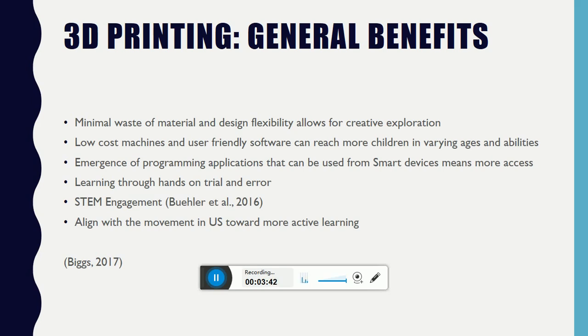Low-cost machines and user-friendly software are just making it easier to get these products into schools. Being able to program using smart devices, again, just increases access. More students with varying ages and abilities can try this. Using hands-on trial and error, as students are problem solving, if their original design prints and they see a big problem, they have to go back and fix it.